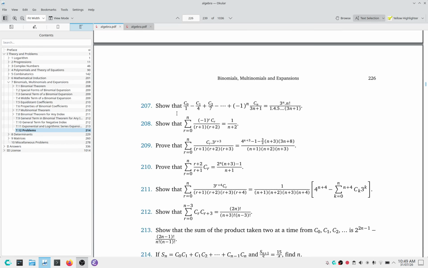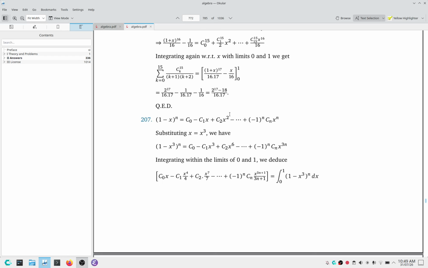Question 207 says that show that C0 upon 1 minus C1 upon 4 plus C2 upon 7 up to minus 1 to the power n Cn upon 3n plus 1 is equal to 3 to the power n times n factorial upon 1 times 4 times 7 and so on up to 3n plus 1.